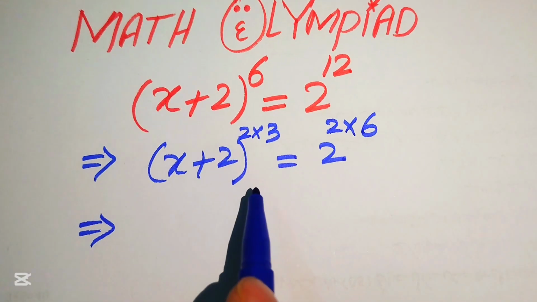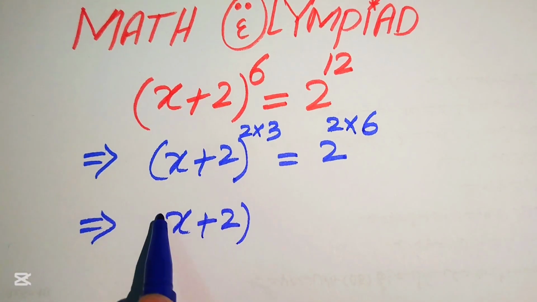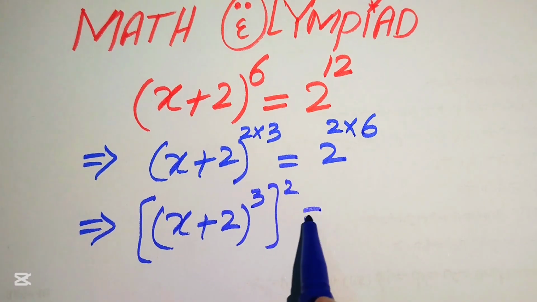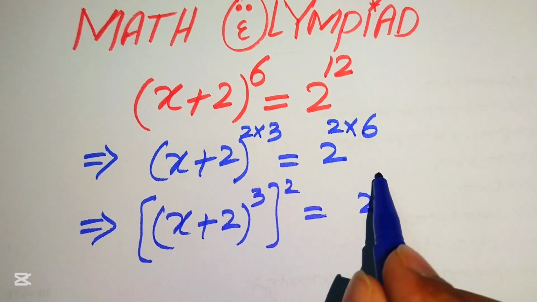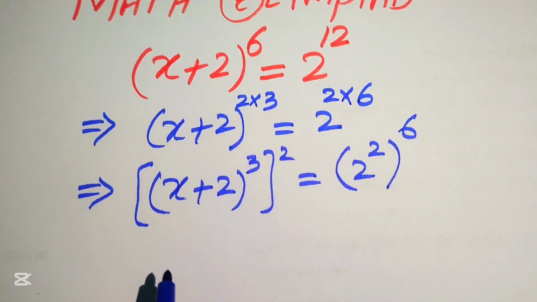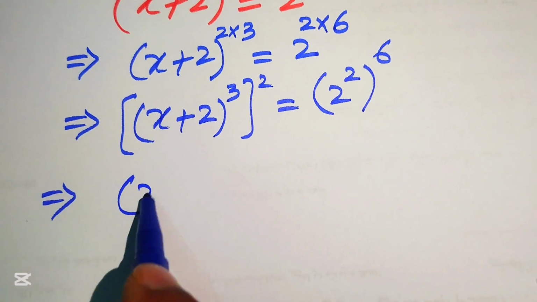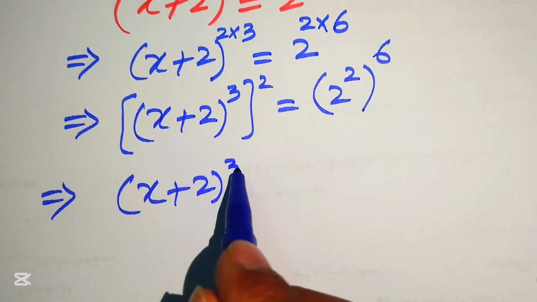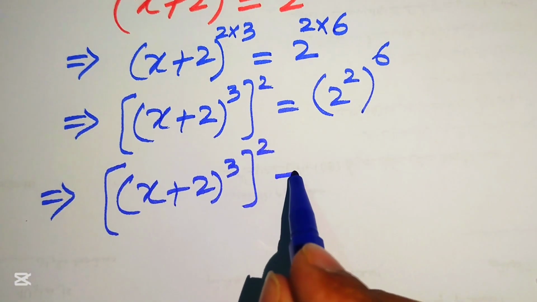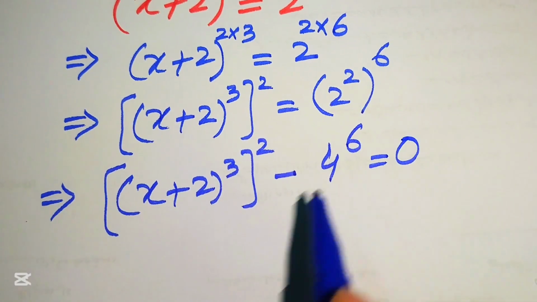Now we can apply the exponent law, and we move this 3 inside the term, and we write it as ((x+2)^3)^2. Similarly, we move this 2 inside the term, and we write it as (2^2)^6. So we need more simplification on the right hand side. We have ((x+2)^3)^2, and we move the right hand term to the left hand side. So 2 squared becomes 4 to the power of 6, equals 0.